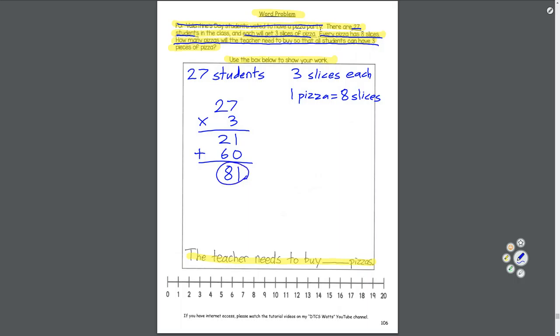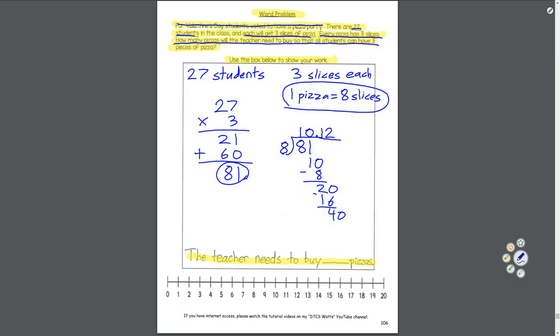Okay? And one pizza has 8. So now we need to do some division. 81 pieces of pizza divided by 8. How many times does 8 go into 8? Into 81, sorry. So 8 goes into 8 one time, and 8 goes into 1 zero times. So now we drop it down. We're going to put a decimal here. 8 goes into 10 once. And that also means there's 2 left over. And 8 goes into 20, 8, 16, 2 times. And that means there's 4 left over.